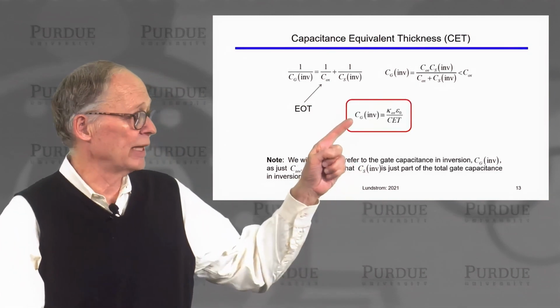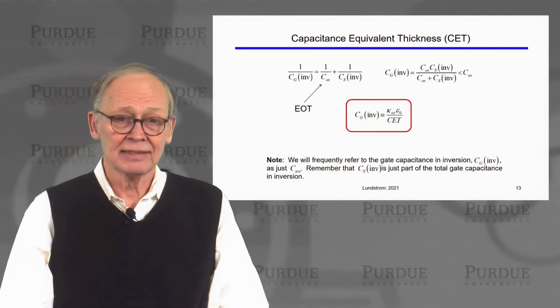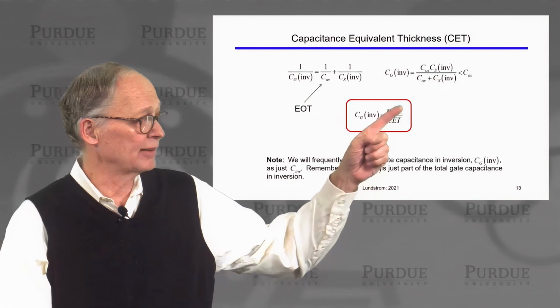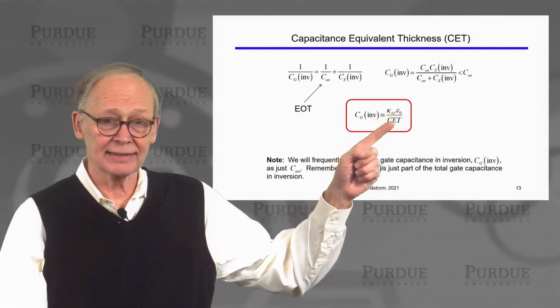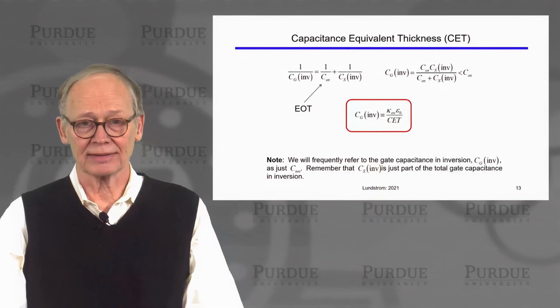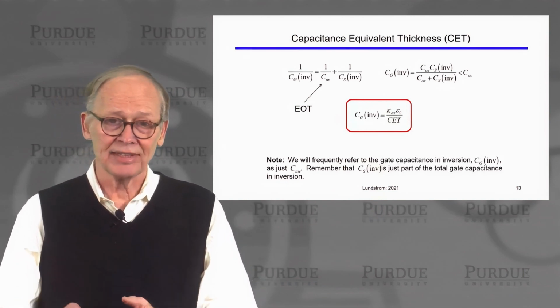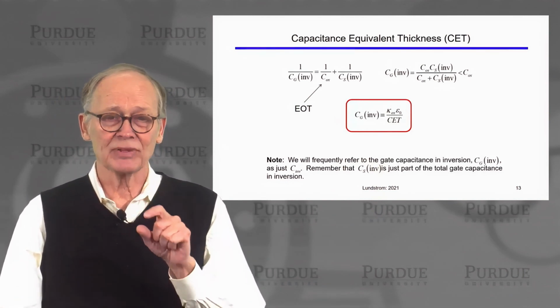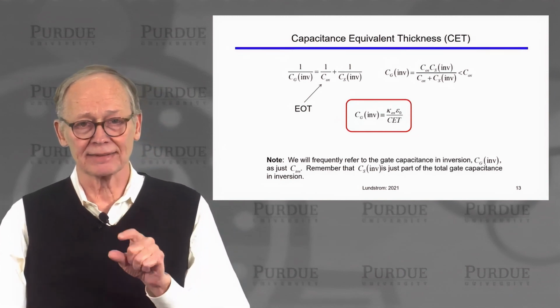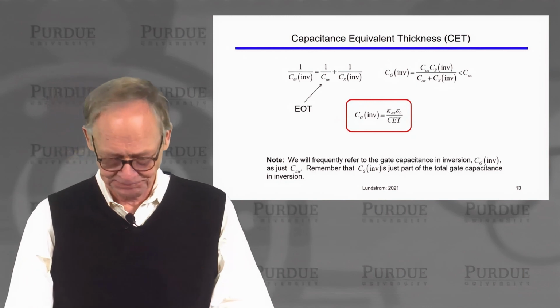And we simply equate that measured capacitance, again referencing back to SiO2, to the dielectric constant of oxide divided by some capacitance equivalent thickness. So this is the equivalent thickness of SiO2 that would give us the measured capacitance of this more complex system.